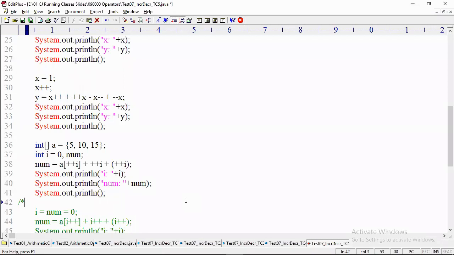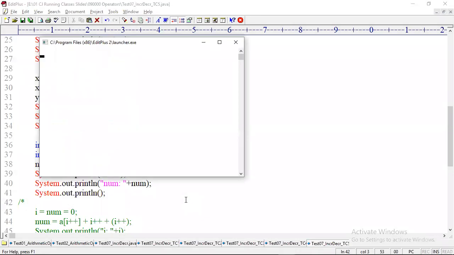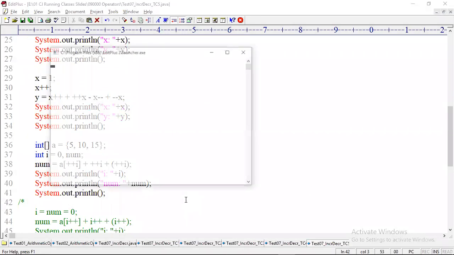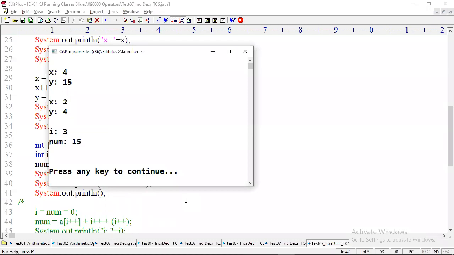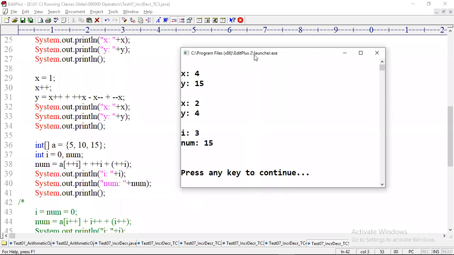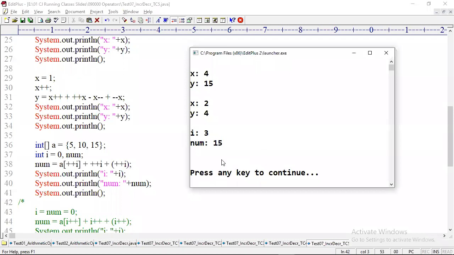What is the I value? I value is 3. Number is 15. Okay, let me test. Compile, execute. I value 3, number value is 15. Wonderful. Yeah, excellent. I have a question.